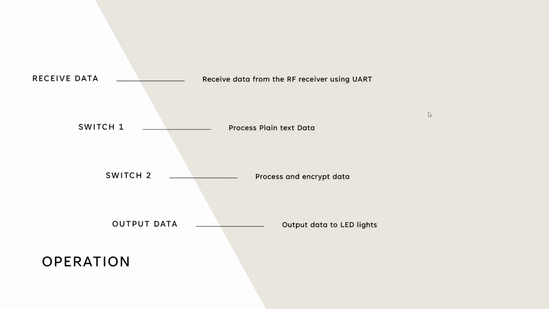So the basic operation is that we can receive data through the UART with button 1 or switch 1. We can process plain text data, which is just going to pull the data in, and then with switch 2, we can encrypt and decrypt the data, and that will allow us to see it on the serial terminal on the computer as well. And the last part of the operation, along each step of the way, we're also going to output data to the LED lights.